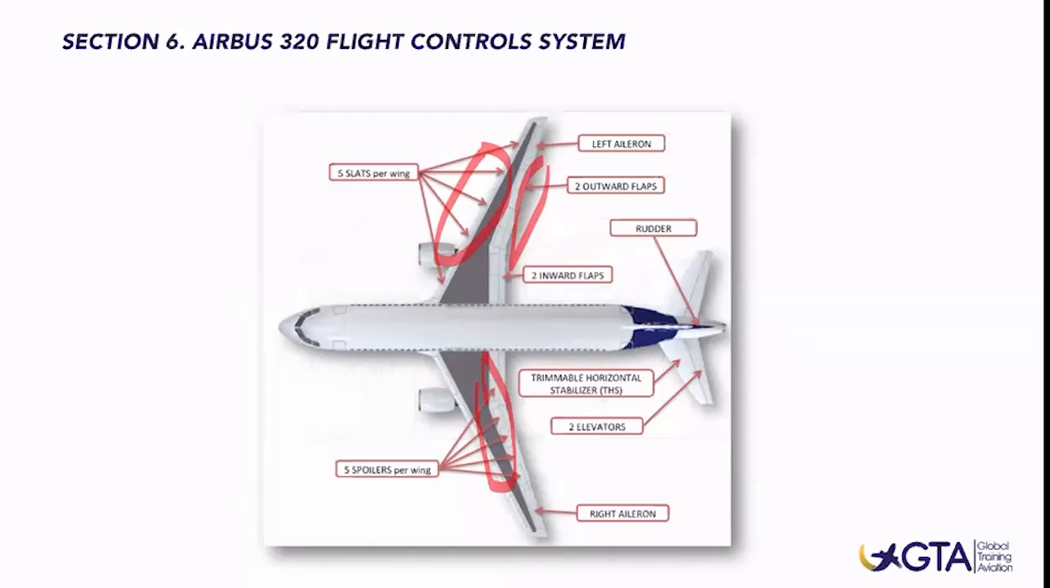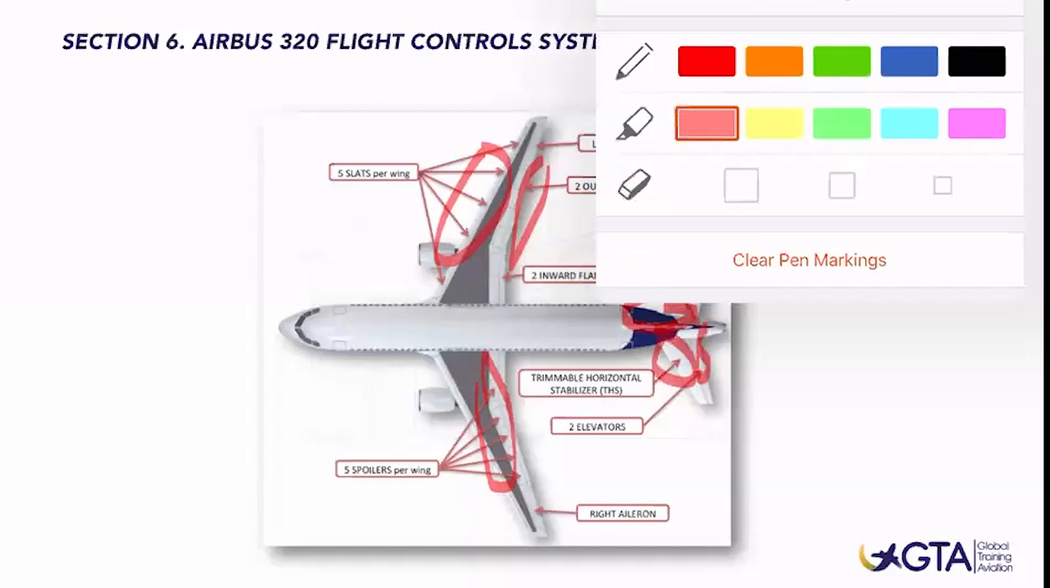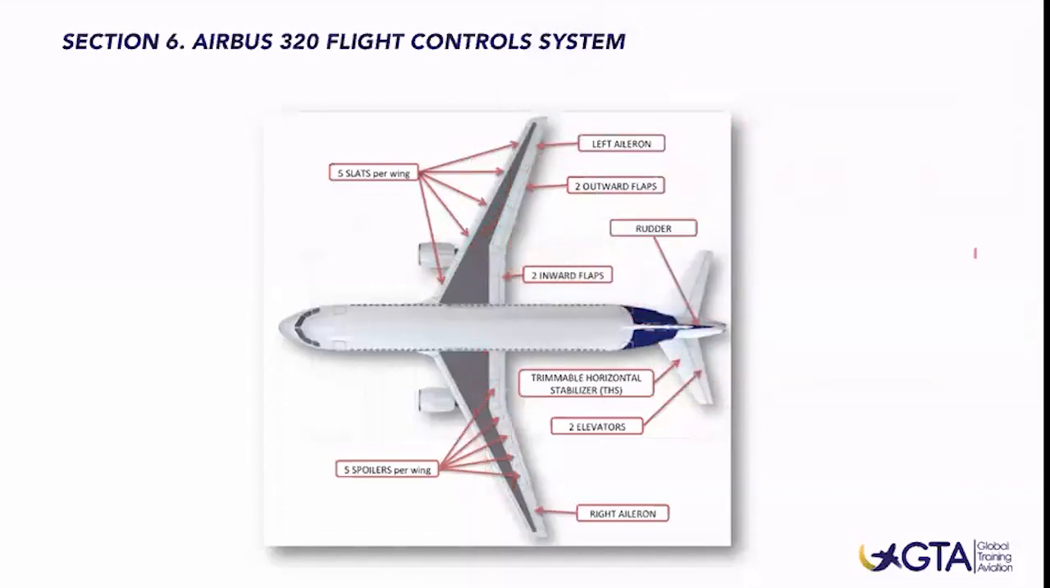Well, on the back side, we have our rudder, and we have 2 elevators per side and a trimmable horizontal stabilizer. These are basically the main flight control surfaces.